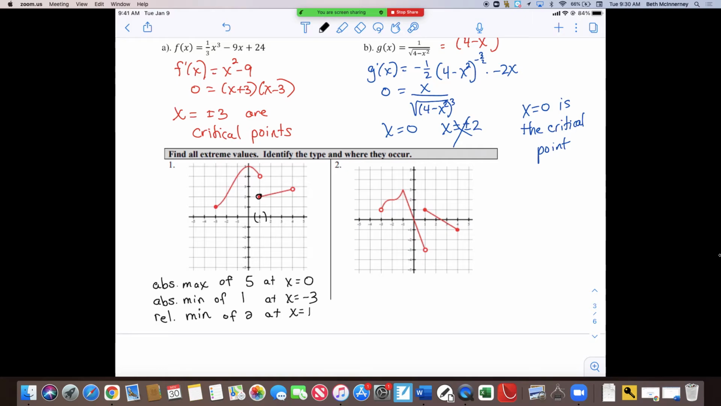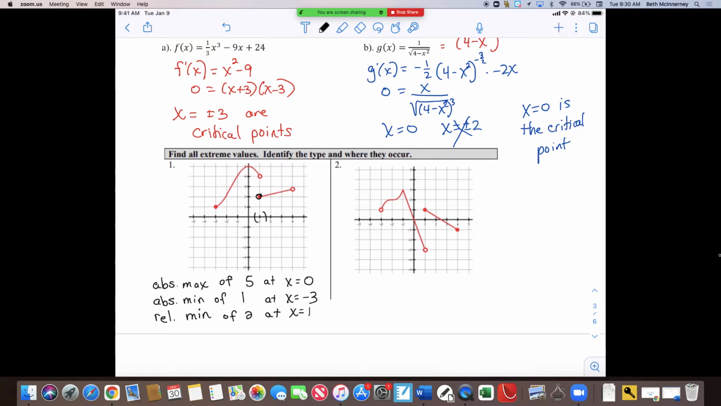Oh, absolute is different from relative. Okay, relative is the one in the neighborhood that you need left and right. Absolute is the highest over the entire closed interval, and the absolute minimum is the lowest anywhere. So you're not looking in the neighborhood. Okay. Great question, great question.